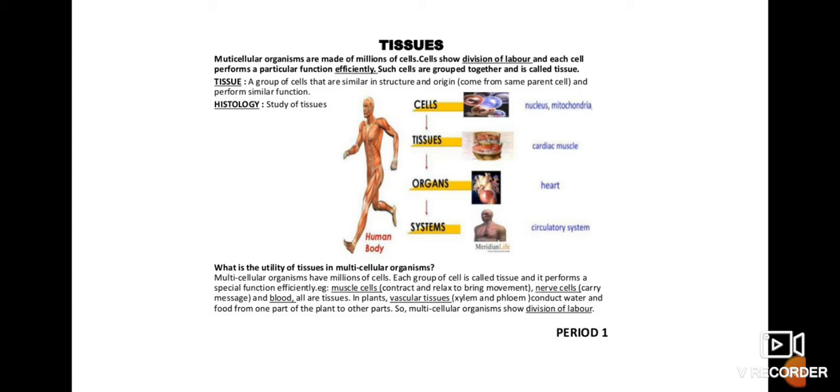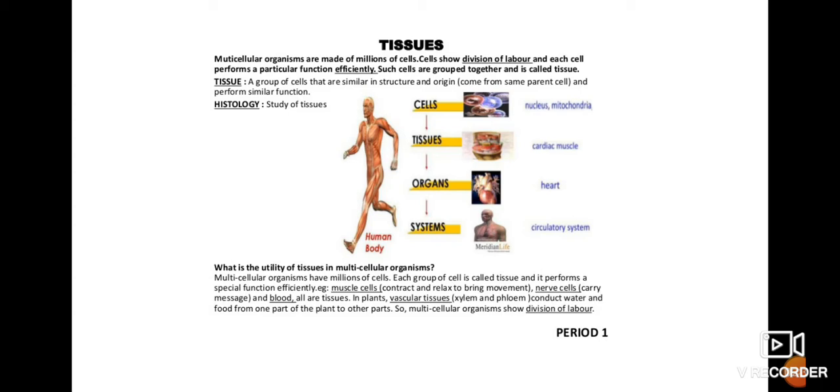Now, if you look at this picture, there are different types of cells. You know about red blood cells, white blood cells, and platelets. When they combine together, they form a tissue, that is blood. Blood along with cardiac muscles forms an organ called the heart. The heart along with different types of blood vessels, the pumping organ as well as the fluid blood, forms the organ system, that is the circulatory system.